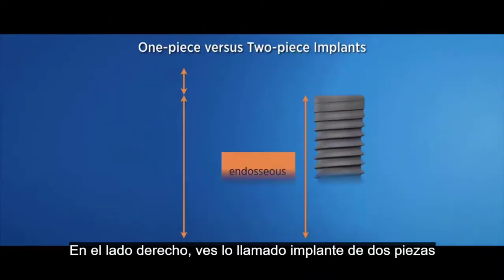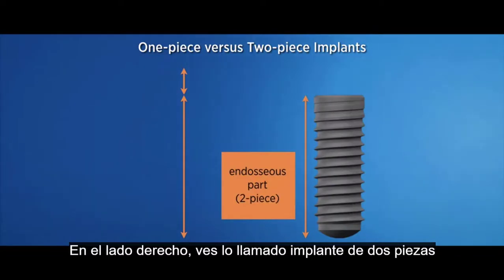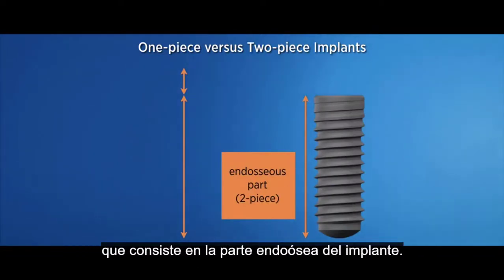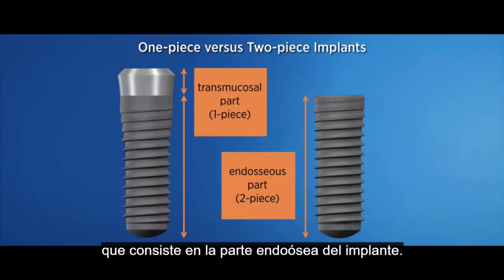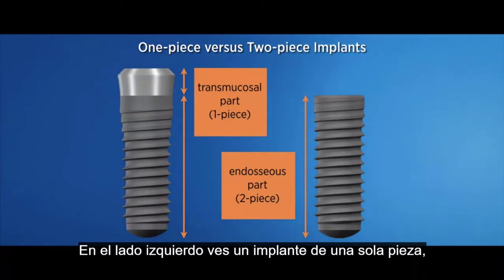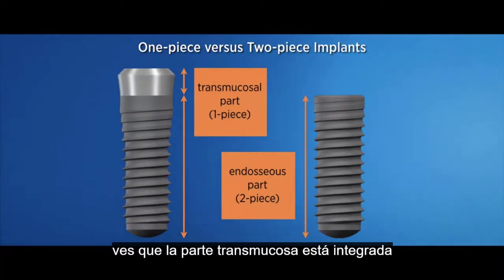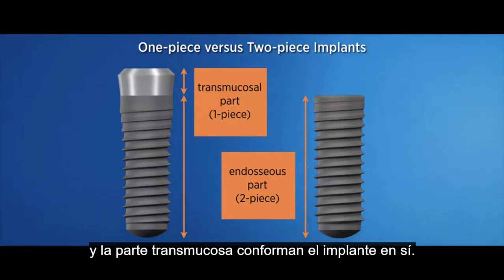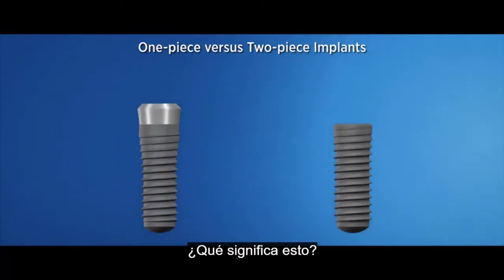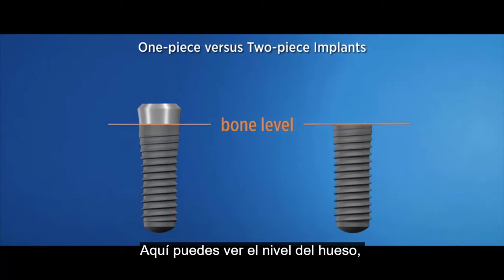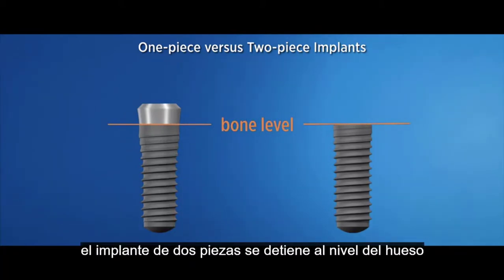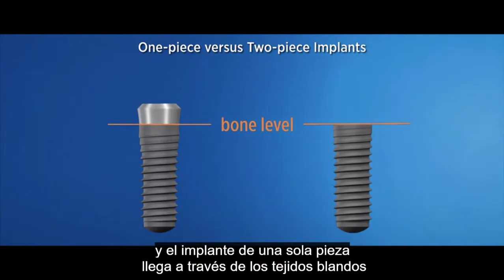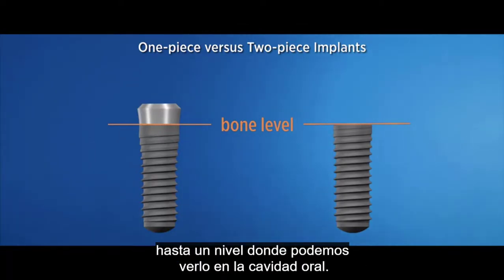On the right side, you see a so-called two-piece implant, which consists of the endosseous part of the implant. At the left side, you see a one-piece implant. You see that the transmucosal part is integrated into the entire implant, so the endosseous and the transmucosal part make up the implant itself. What does this mean? Here you see the bone level. The two-piece implant stops at the level of the bone, and the one-piece implant reaches through the soft tissues to a level where we can see it in the oral cavity.